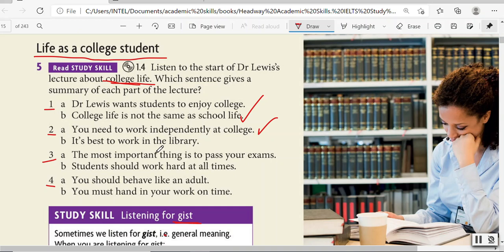And the most important thing is to pass your exam, or students should work hard all the time. This one. And you should behave like an adult. You must hand in. We don't use must. Okay.